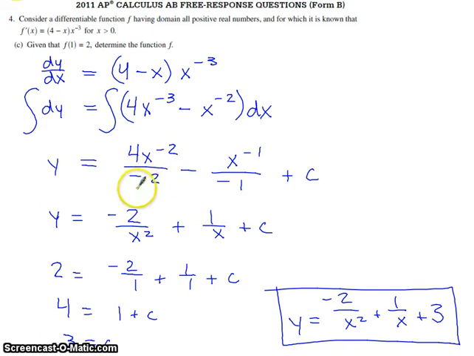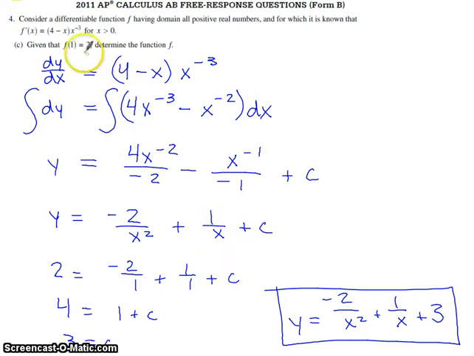Simplifying this a little bit, 4 divided by negative 2 gives me a negative 2. Move the x into the denominator and change the sign on its exponent, so this term becomes a negative 2 over x squared. The sign of this fraction is negative, and if I subtract the negative, I can change that to addition. And then if I move this x into the denominator and change the sign on the exponent, I just get a 1 over x to the first. So this is my general solution to the differential equation.